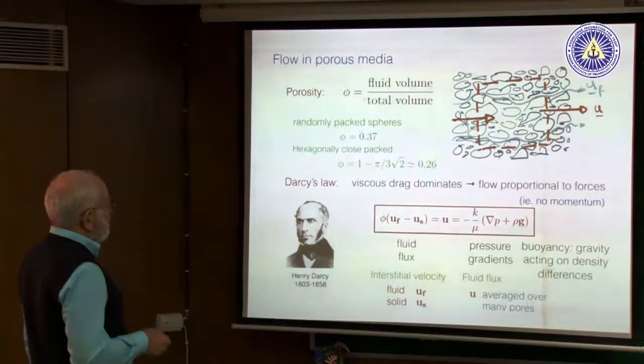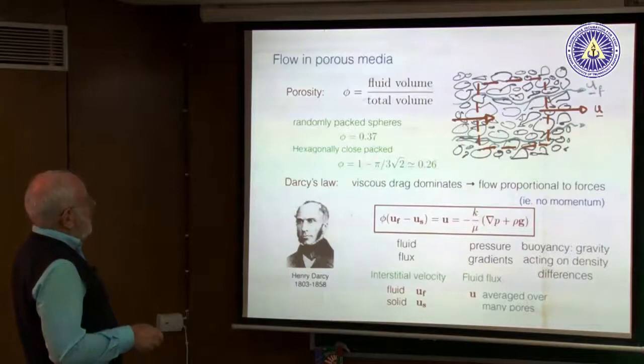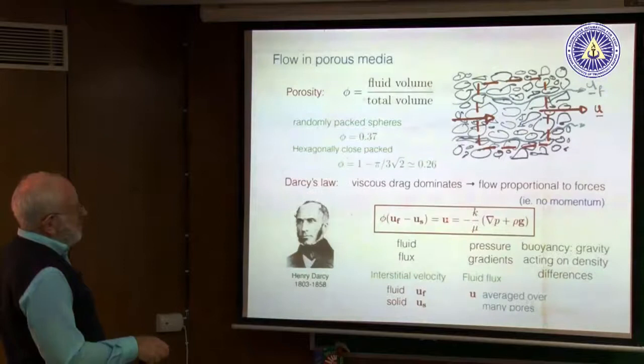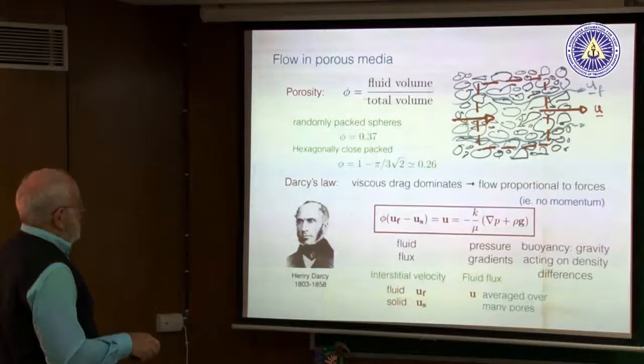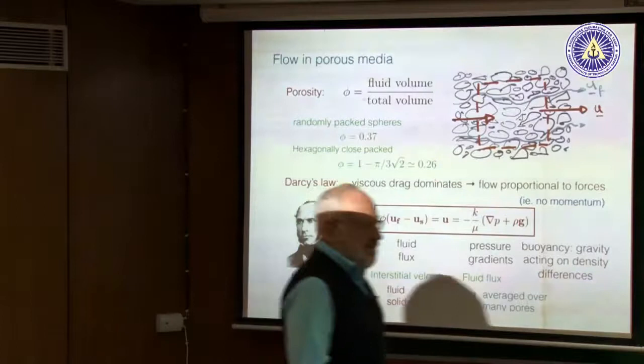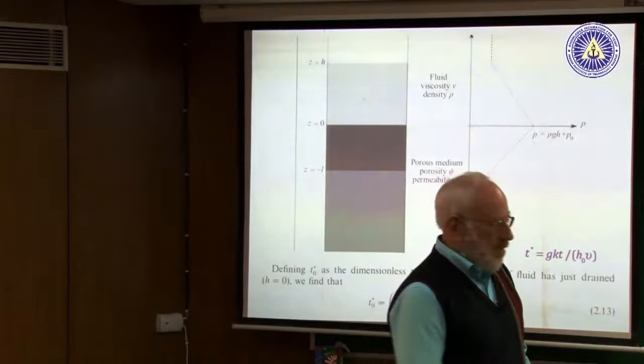Then, as I've said before, there's no momentum. So the viscous drag dominates the U dot grad U, and the flow is proportional to the forces, and you get what I would just write as this, which I've written before: the pressure gradient, the buoyancy. The fluid flux depends on what reference frame you're in. But that equation I've already written up before. Oh, that's just moving the frame of reference.